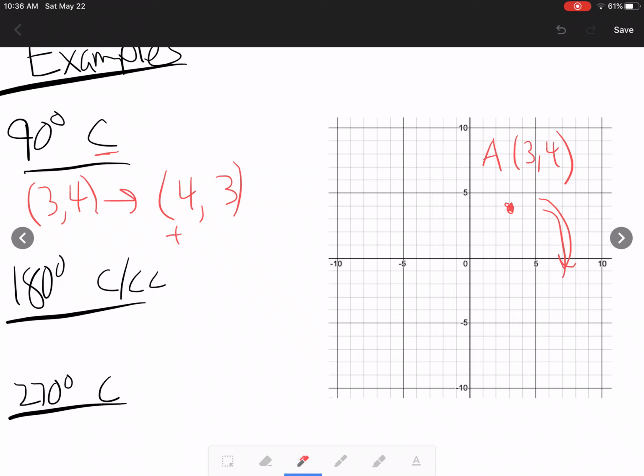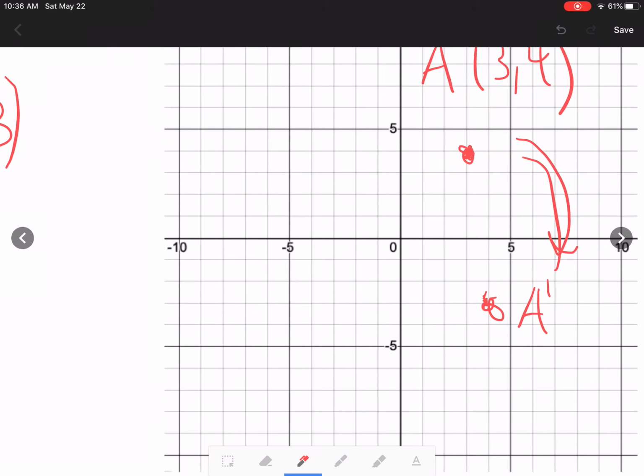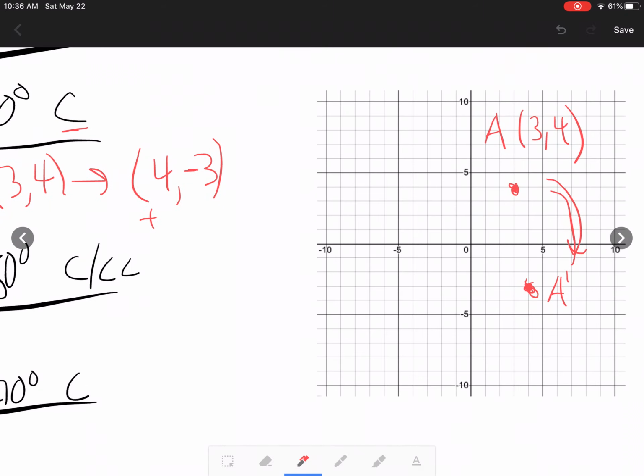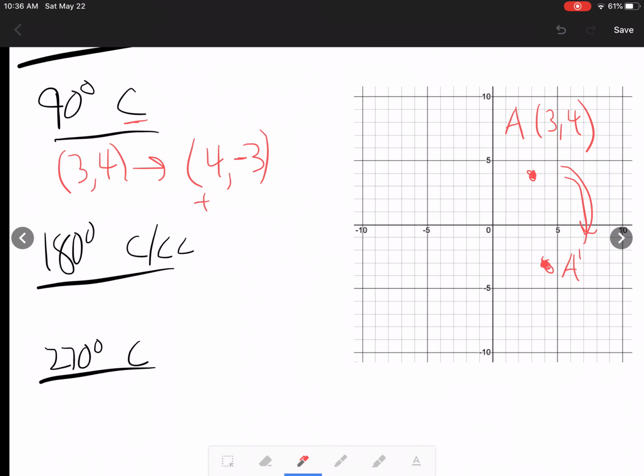Now we're going to think about this quadrant: which one's positive, which one's negative. The x will remain positive, but that y value is going to be negative. So it's going to be 4, -3. So 4, -3. And this is rotating the point 90 degrees. Let's clean that up a little bit. Clockwise.